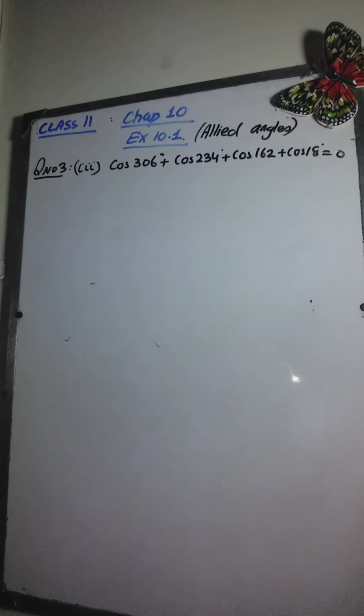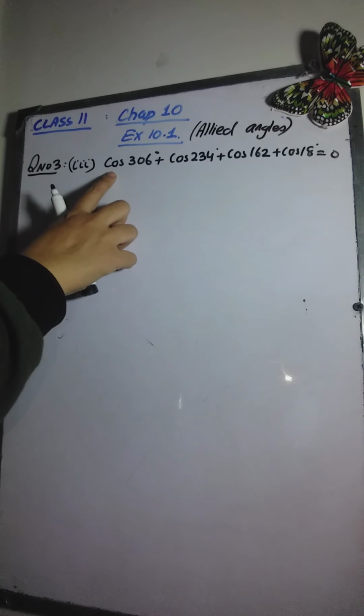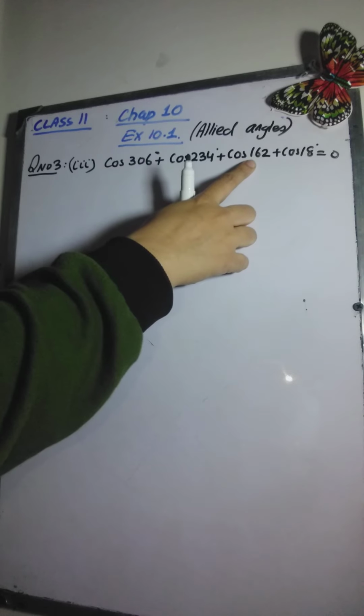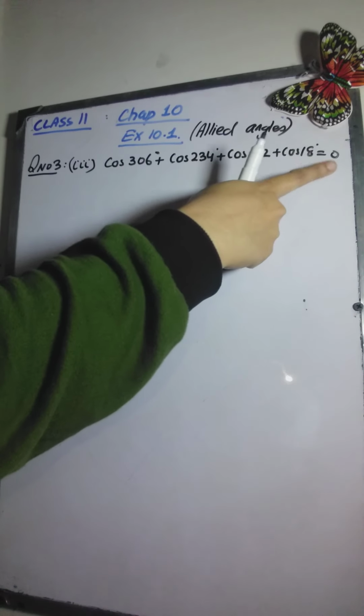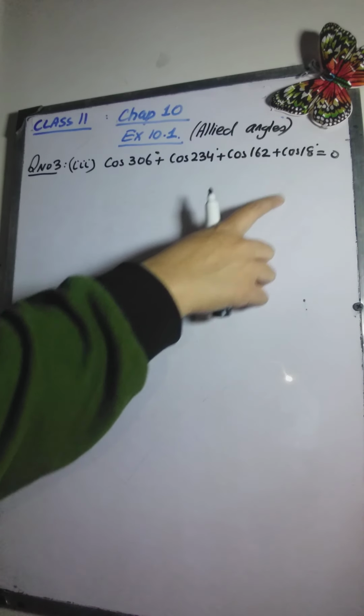Bismillahirrahmanirrahim. Today's lecture we are going to practice questions about allied angles, exercise 10.1, chapter 10. In this regard, question number 3, part 3 is that you have to prove cos of 306 plus cos of 234 plus cos of 162 plus cos of 18 equals to 0. You have to prove that the sum of all these angles is equal to 0.